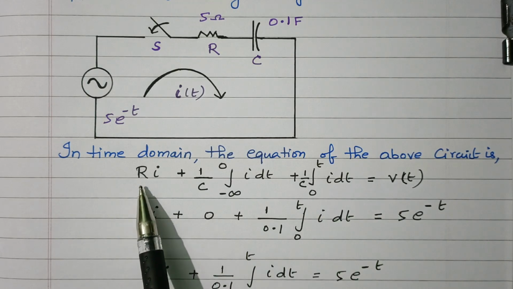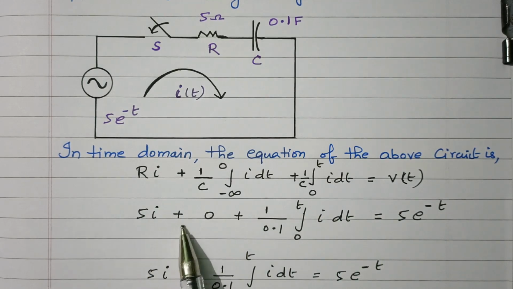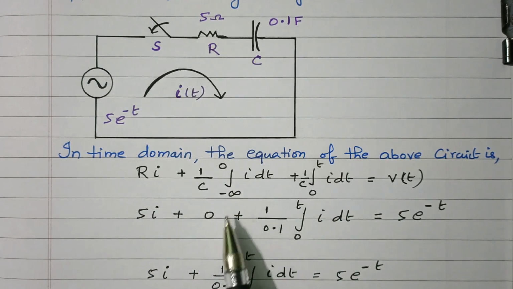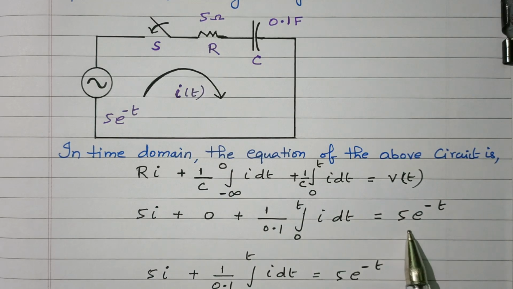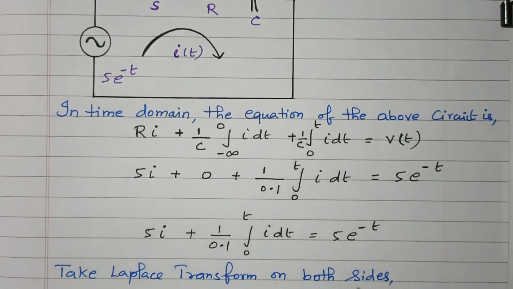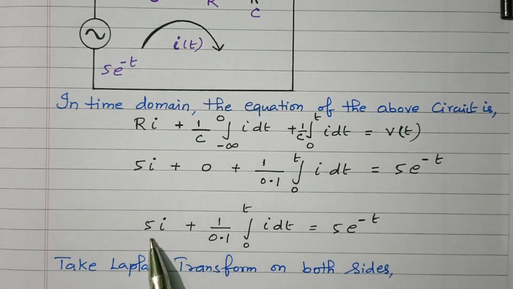Now substitute all the values. R is 5. So 5I plus initial charge is 0 given in the problem. C is 0.1, integral 0 to t I dt equal to 5 e power minus t. So the applied voltage is exponential 5 e power minus t. So 5I plus 1 divided by 0.1, integral 0 to t I dt equal to 5 e power minus t. So our aim is to find the transient current.